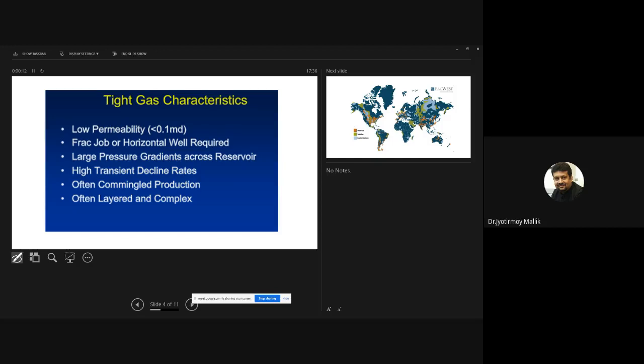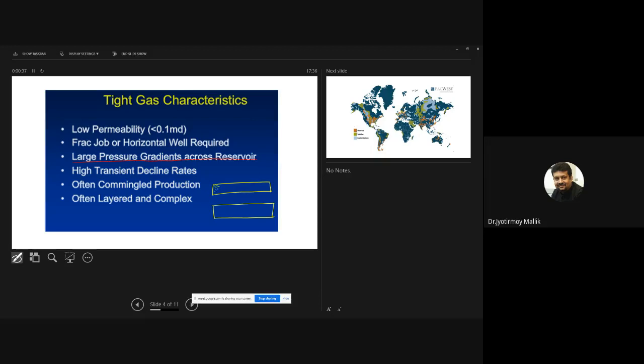Right. So this is an important point to understand. Large pressure gradients across reservoir. Why would there be large pressure gradient across reservoir? Suppose this is a tight gas reservoir and this is a conventional reservoir.